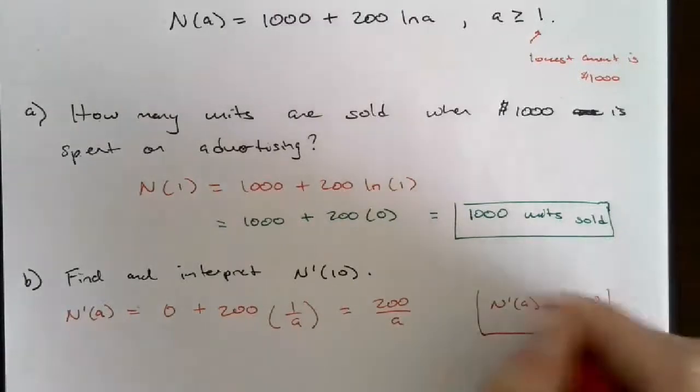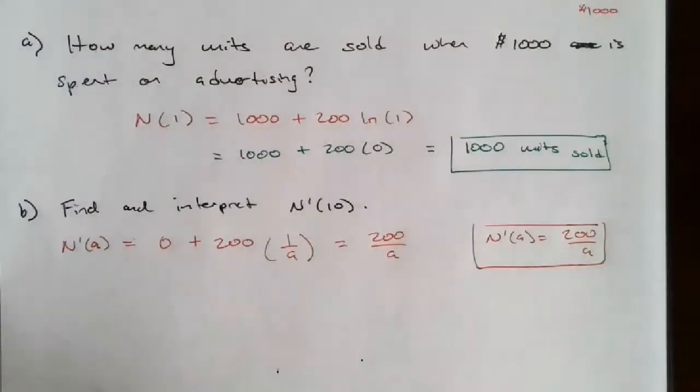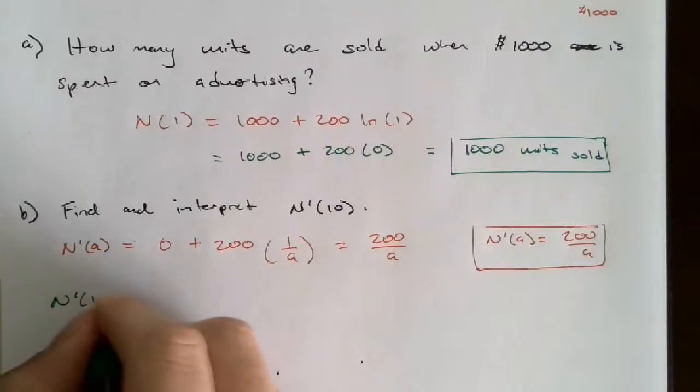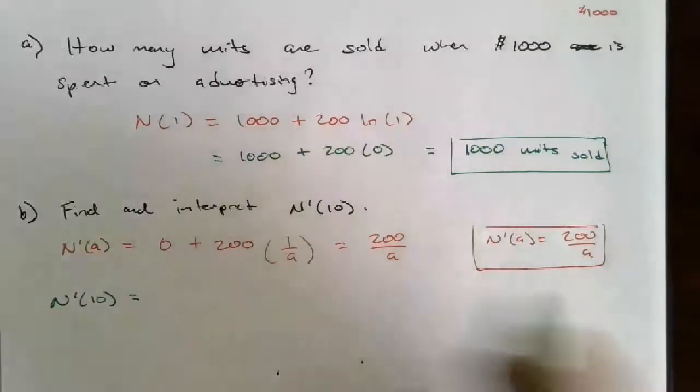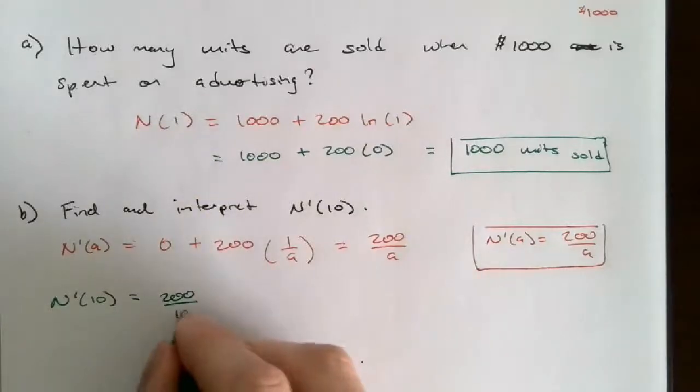Now that's not what it asked us to find. It asked us to find n prime of 10, but you needed n prime of a before we could do that. So what's n prime of 10? Well, we're just substituting in. So n prime of 10, it's 200 divided by 10.